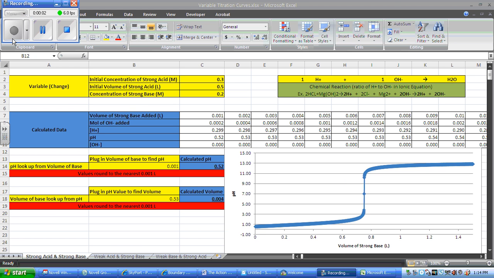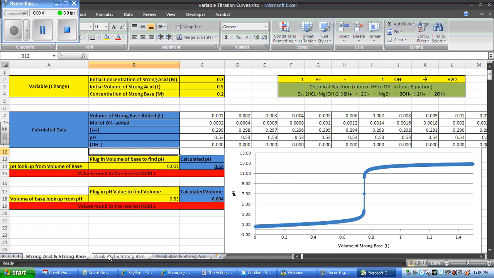Okay, I am recording today how to use my program, I guess I could call it, for my chemistry project. Basically what it is, a variable titration curve that allows the user to change specific variables in any titration from a strong acid, strong base, which you can see down here, which is this tab, a weak acid and strong base titration, meaning you start off with a weak acid and you titrate it with a strong base, and a weak base and strong acid titration, meaning you are titrating a weak base with a strong acid. And you can simply just click these and it'll change to those specific ones.